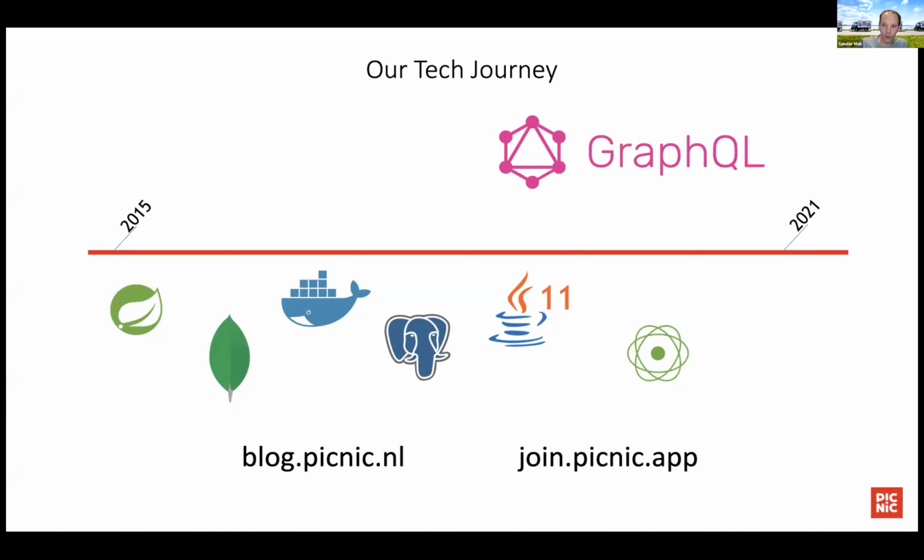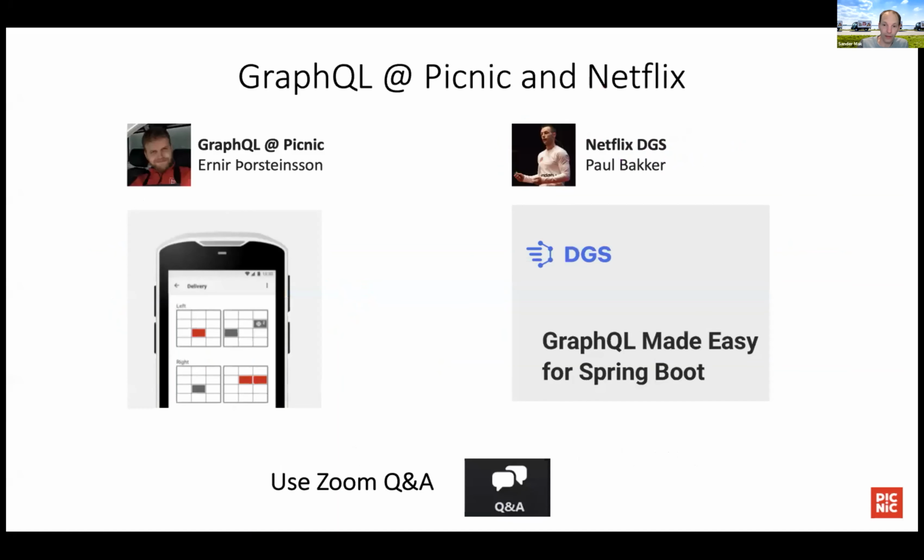We will have two talks focusing on GraphQL, and the first one will be by Ernie. Ernie is a tech lead in the runner app team of Picnic. Runners are the people driving these iconic electric vehicles that we saw earlier. This team actually adopted GraphQL, and Ernie will share why and how they did that and what it brought.